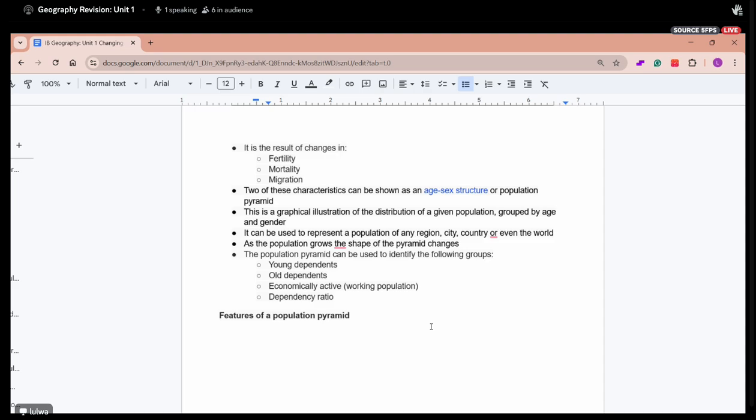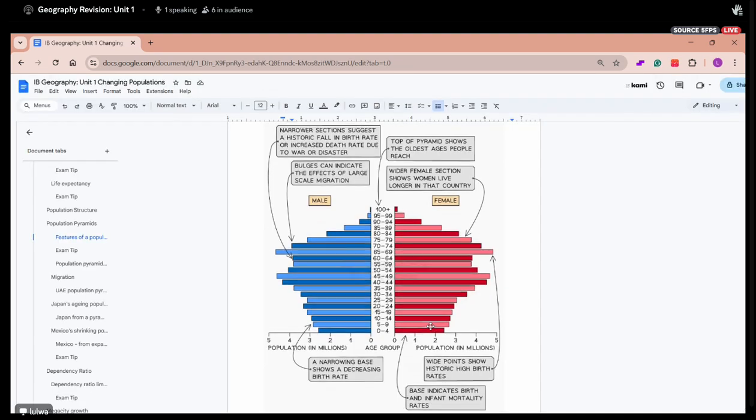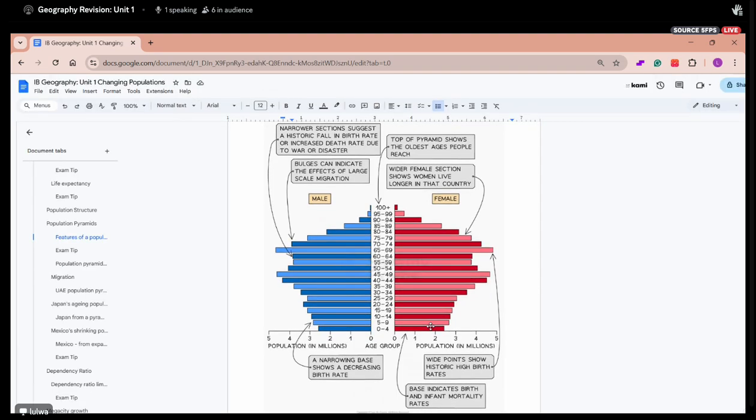So let's look at the population pyramid first. As you can see here, this is how it looks. You have two sides, one for male, one for female. Narrow or tighter sections suggest that there is a fall in birth rate or an increase in death rate due to either war or disaster. Larger areas or bulges can indicate the effects of large-scale migration.